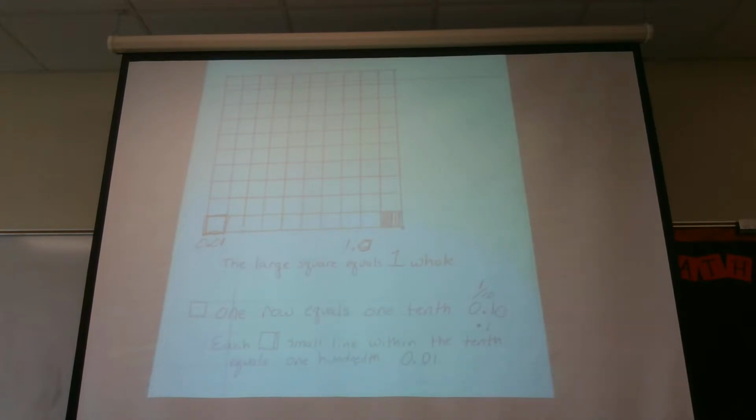For example, this, and I know my arm is in the way. I don't know how else to do this. I'll practice. This right here, where I just shaded in, that is 1/10. This is 100th.